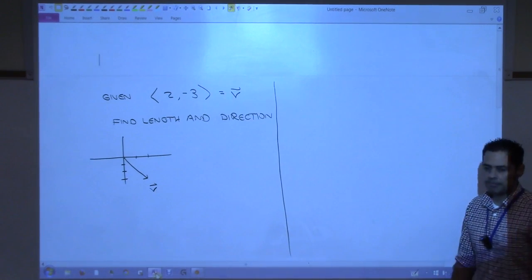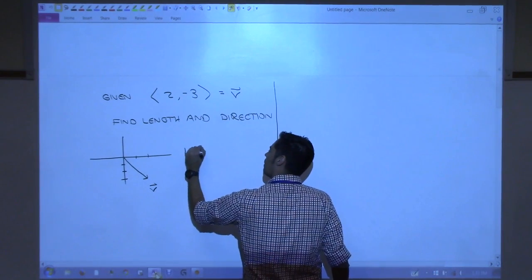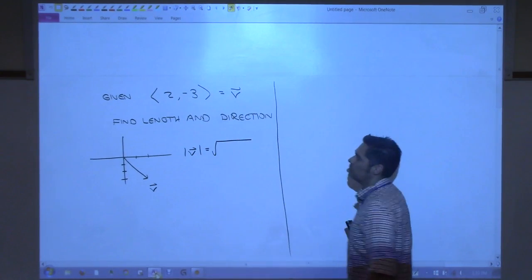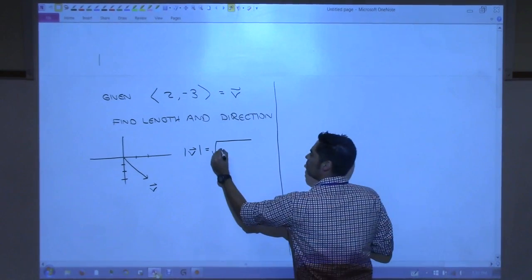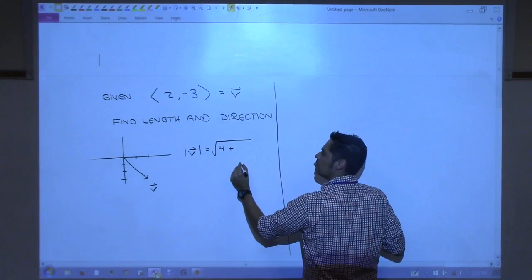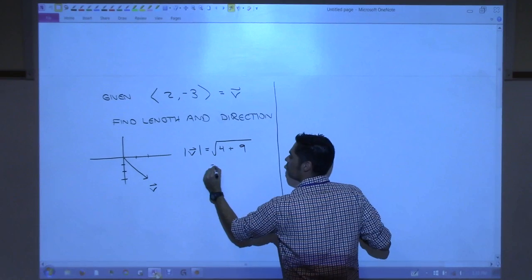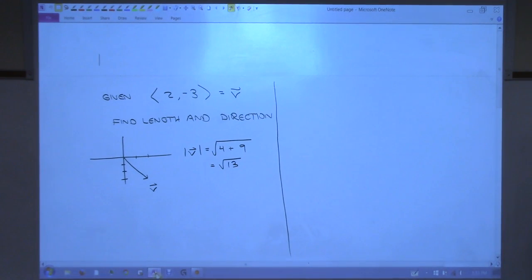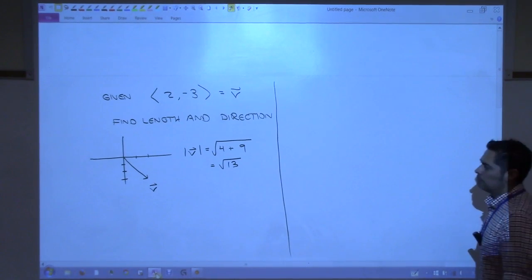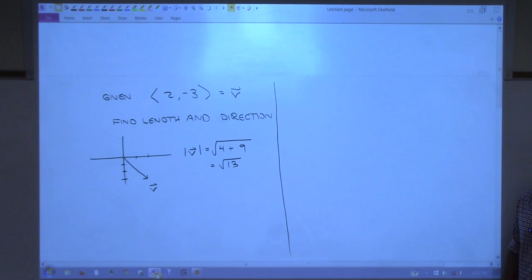How long is it? So the length of V is the square root of 2 squared plus negative 3 squared. So 4 plus 9, right? Root 13. That's how long it is. So we've answered the first part. What direction is it pointed? So how are you going to do this?